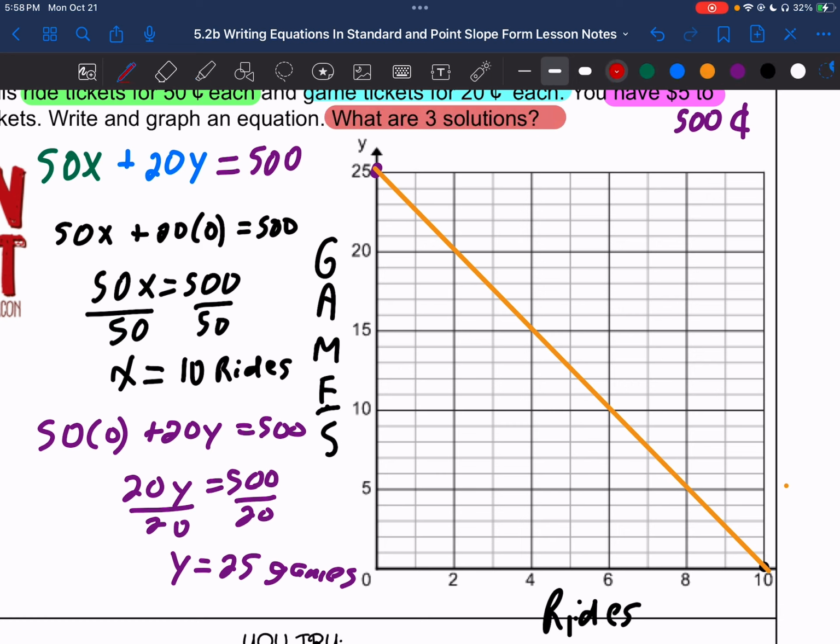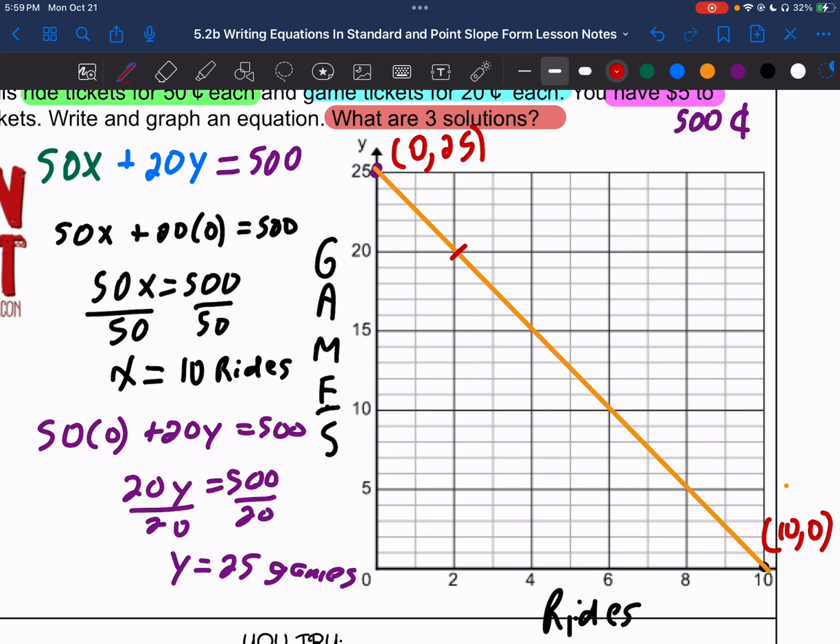Well, two of them we've already calculated, right? We've calculated that there's zero rides and 25 games. We've calculated that there's 10 rides and 0 games, but now we can use the graph to find some of my other values.